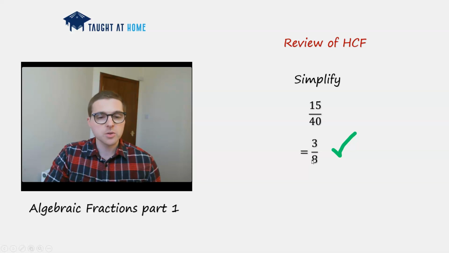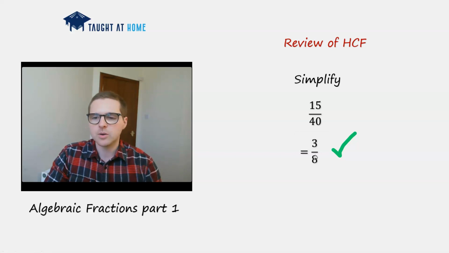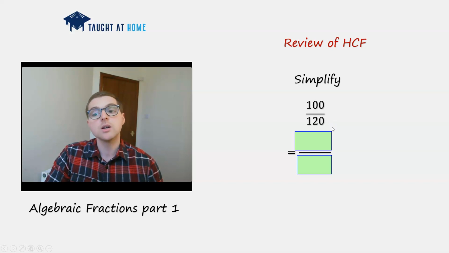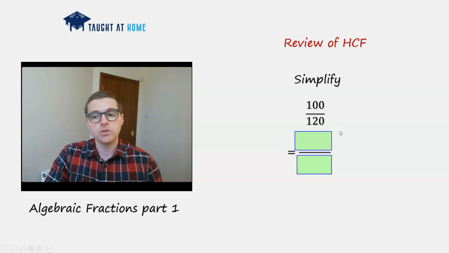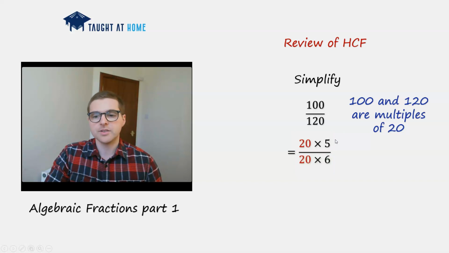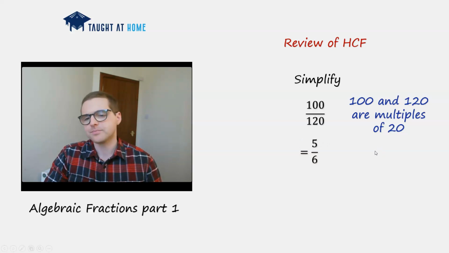Now that's how we actually do it, but a quicker way is we recognise that top and bottom are multiples of 5, we can just cancel the 5's out. So let's have a go with this one. We've got 100 over 120. We recognise that both 100 and 120 are multiples of 20. So 20 is the highest common factor of these two. So we can factor this out. So the top is 20 times 5 and the bottom is 20 times 6. And we can just cancel out the 20s, and what we're left with is 5 over 6.